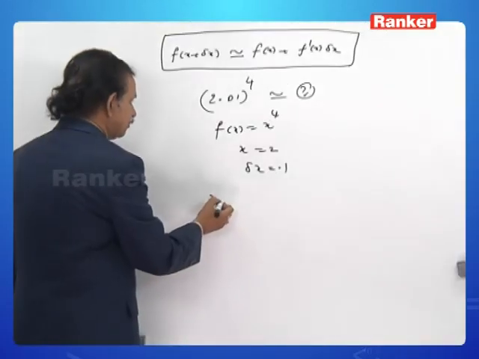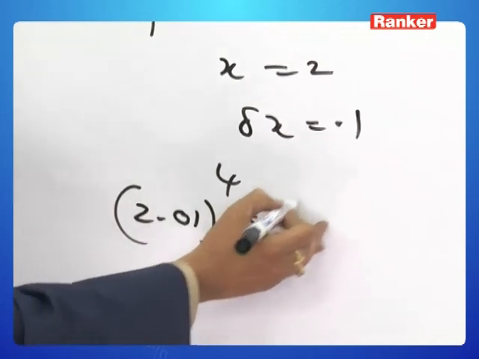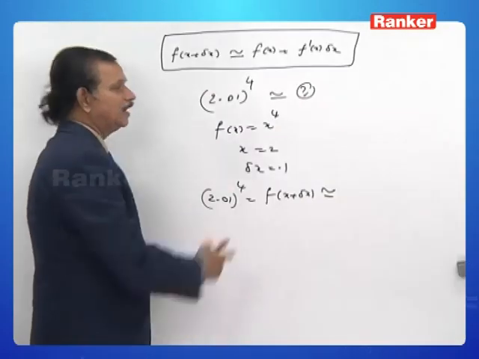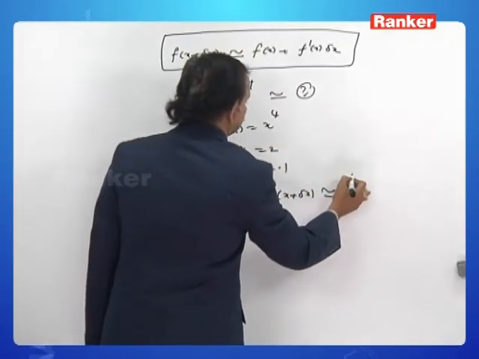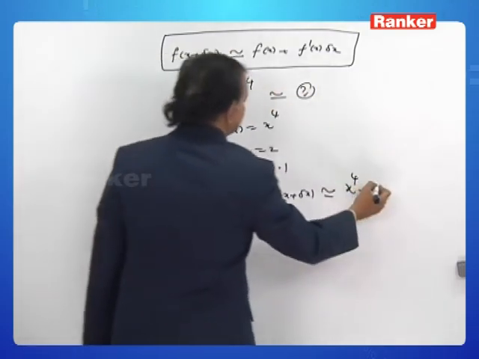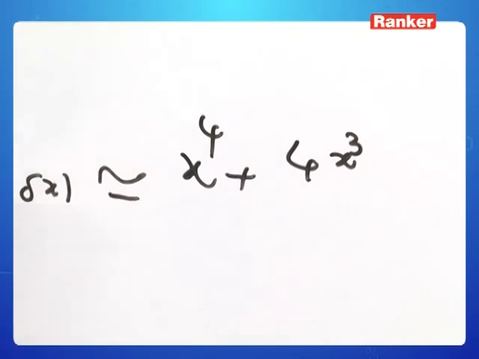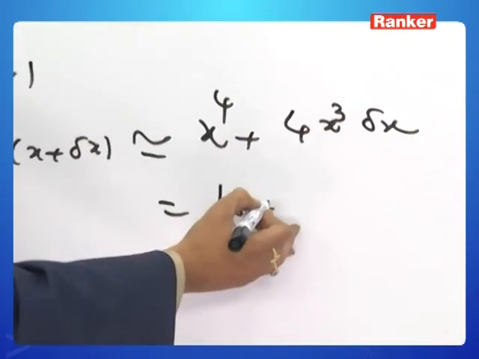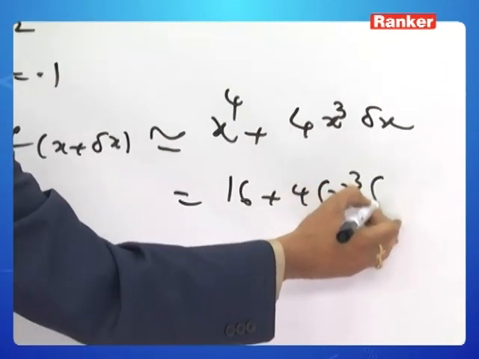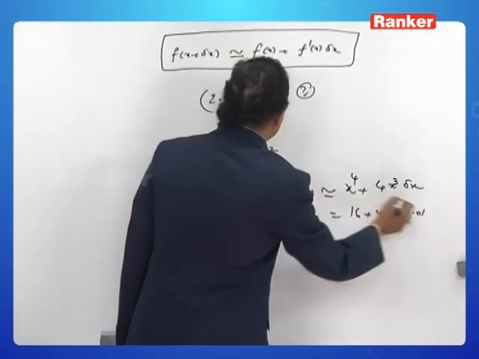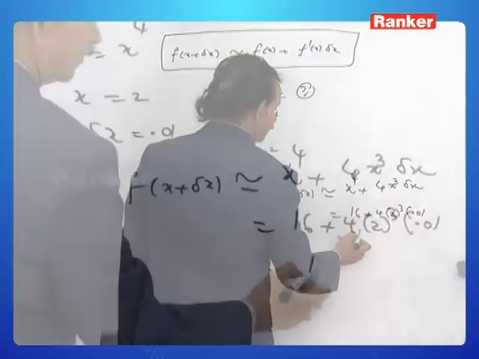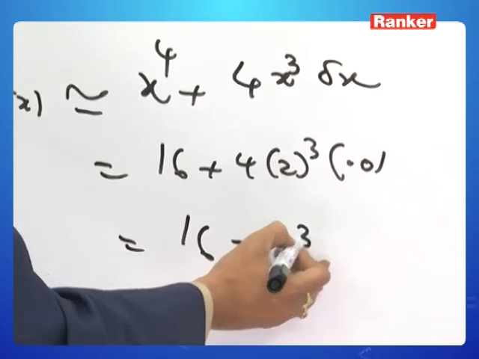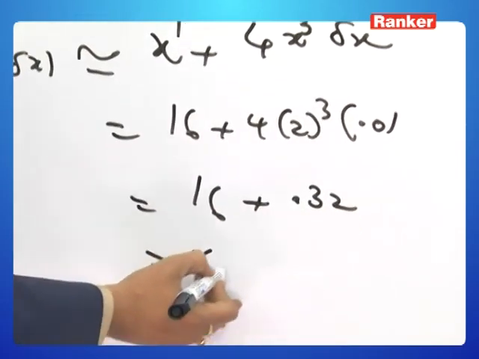What is asked here? 2.01 whole power 4 is nothing but f of x plus delta x, isn't it? It is approximately equal to f of x, x power 4, plus f dash x, 4x cube, into delta x. What is x power 4? 2 power 4, 16. What is x cube? 2 cube. Delta x is 0.01. So it is 16 plus 2 cube, that is 8, times 4, so 32, 32 by 100 is 0.32. So the answer is 16.32.